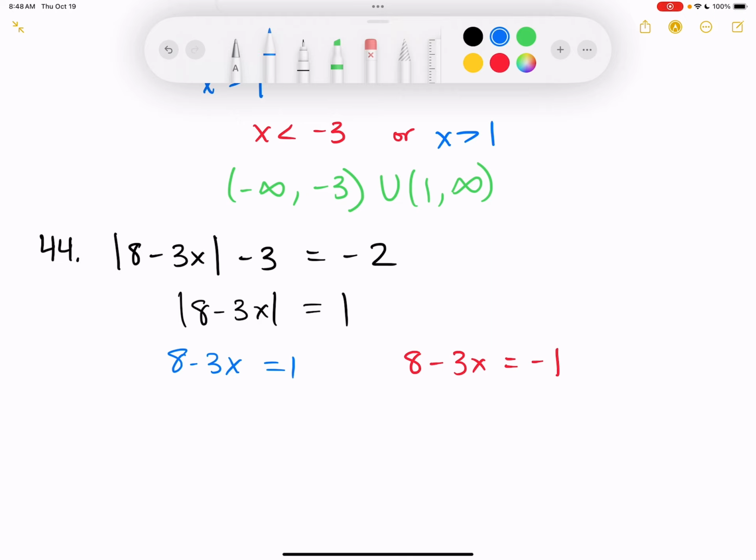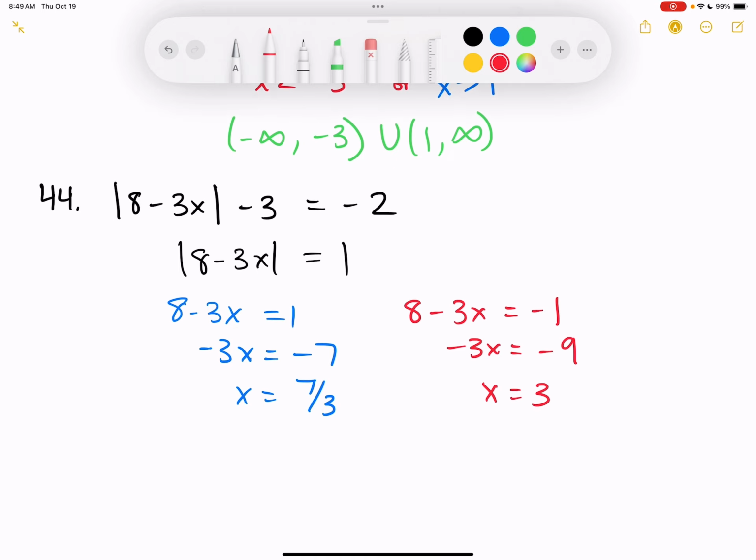So then negative 3x is equal to negative 7, so x is equal to 7 over 3. On the other side, negative 3x is equal to negative 9. Divide by negative 3, so x is equal to 3. Again, these are equalities, so this is just a solution set. So this is the little curly brackets and 7 over 3 and 3.